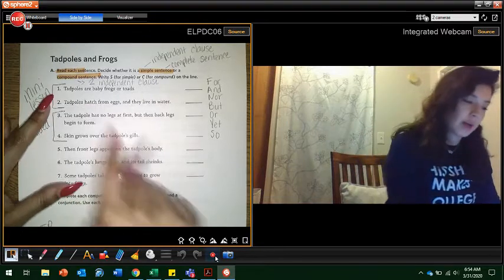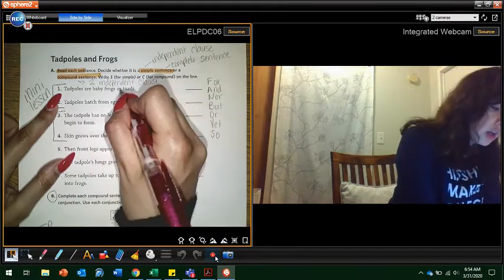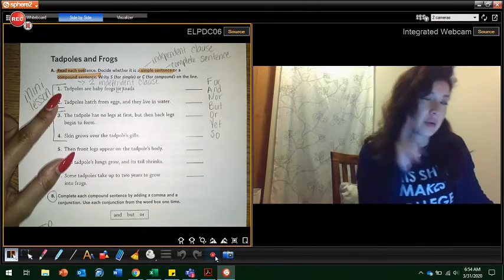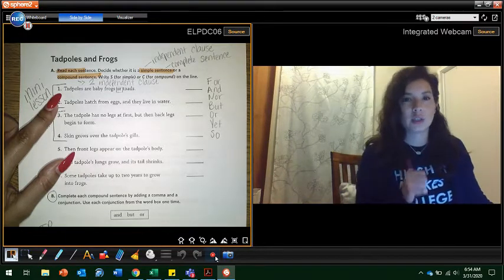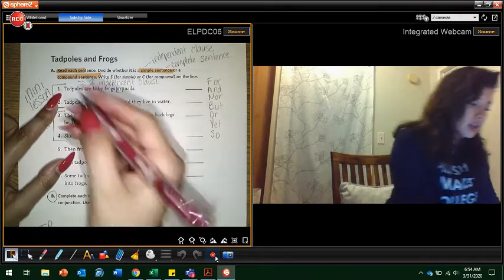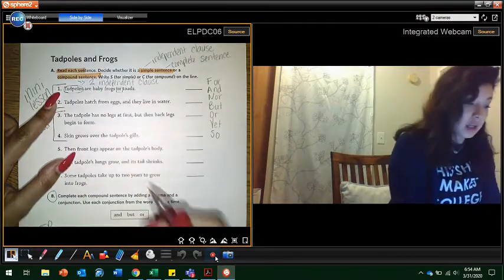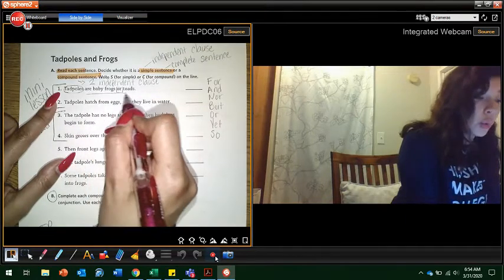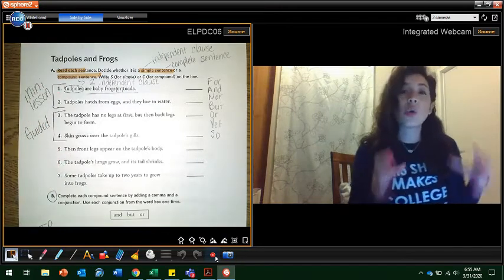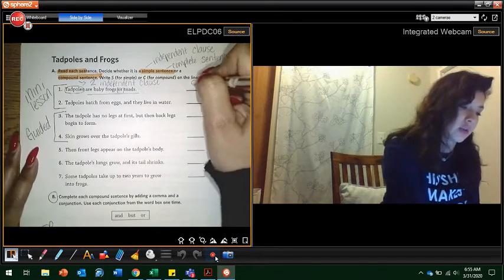So let's go back to number one. Tadpoles are baby frogs or toads. I see an or here, but when I read the sentence and I really think about what or who this sentence is about, what's happening in the sentence, what they are doing, I can see that it's talking about tadpoles. And it's telling me they are baby frogs or toads. So this is only one independent clause. This is only one piece that can stand alone. This is a simple sentence. So I'll write an S on the line.